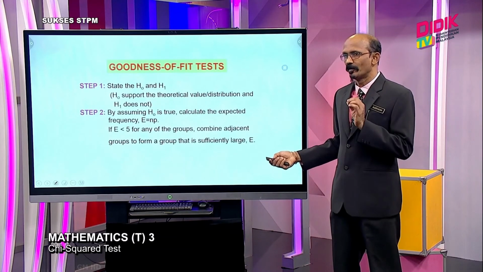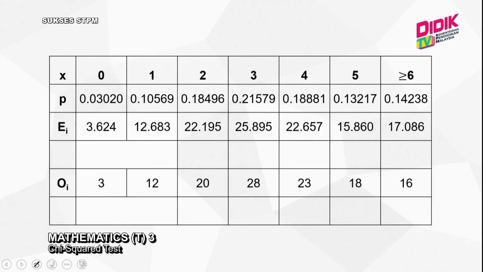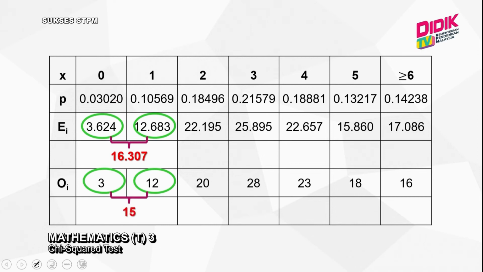If your expected frequency is less than 5, we combine the adjacent groups as I show in the table below. In this table, the expected frequency here we calculate by multiplying this one with the total frequency here. So you get 3.62, which is less than 5. So we combine these two, which will give us 16.07. Then we add these two, we get 15. So this is how you combine the adjacent groups. Once you do this, we must remember that earlier we had altogether 7 columns, but now it becomes 6 columns.